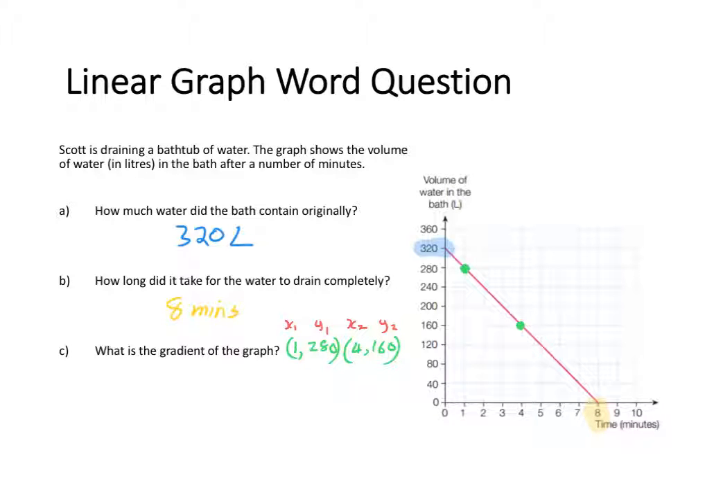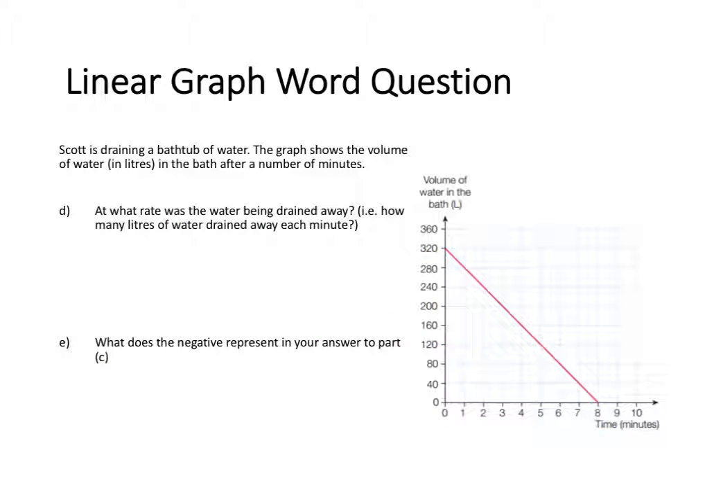Next is to write my formula. So gradient is equal to y2 minus y1 over x2 minus x1. Go ahead and substitute in my values. So 160 minus 280 over 4 minus 1. That is going to equal negative 120 over 3. So my gradient is going to equal negative 40. So the gradient of my line in the graph showing the draining of the bathtub of water is negative 40.